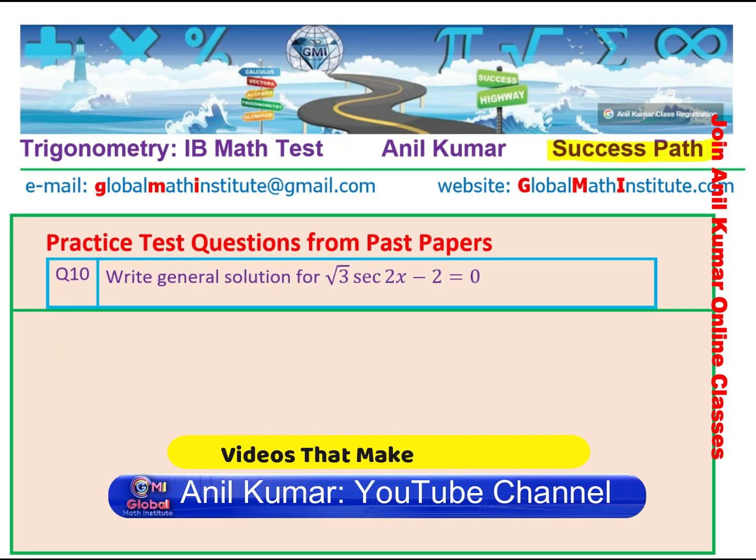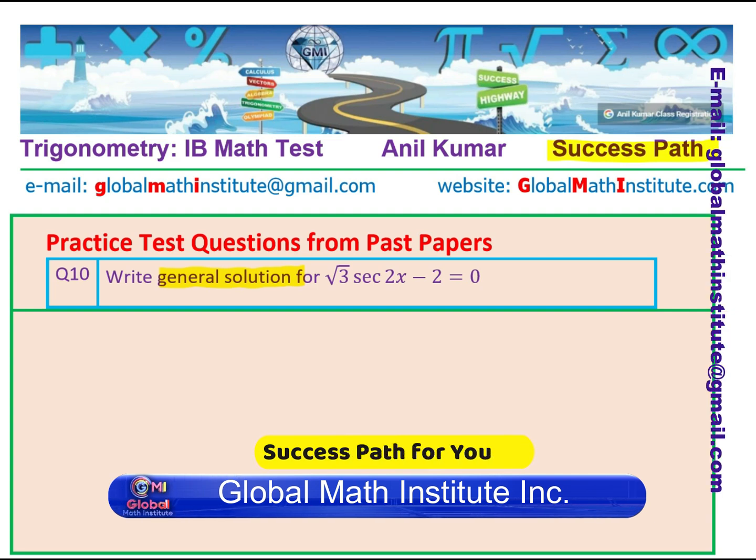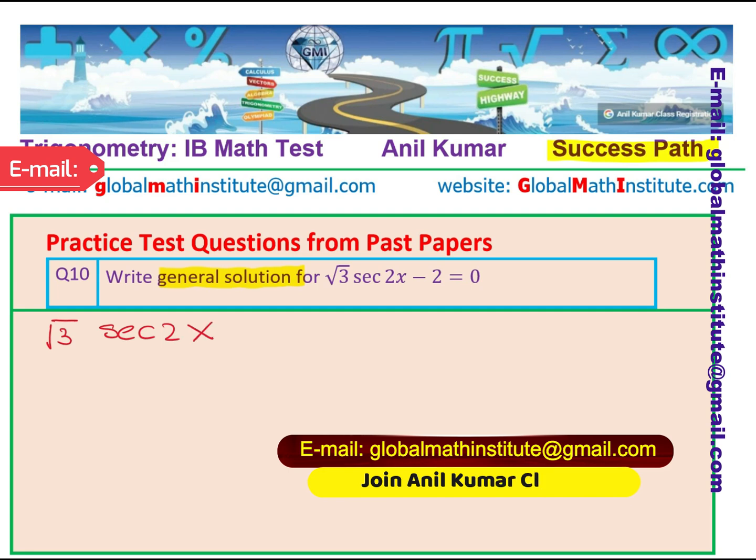Now, here is the last question for you. The question is to write the general solution. So the important thing here is to write a general solution for the given equation. We have kept the equation very simple: square root of 3 secant 2x minus 2 equals 0. The idea is to understand the concept of how we write a general solution. Is it okay? Then you can extend this to any question.